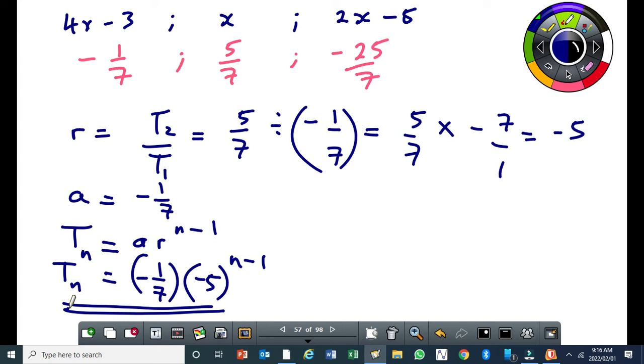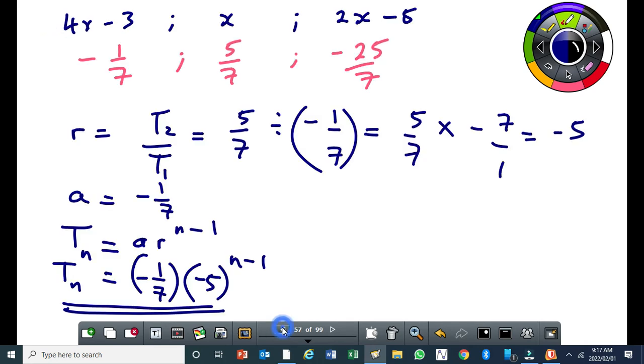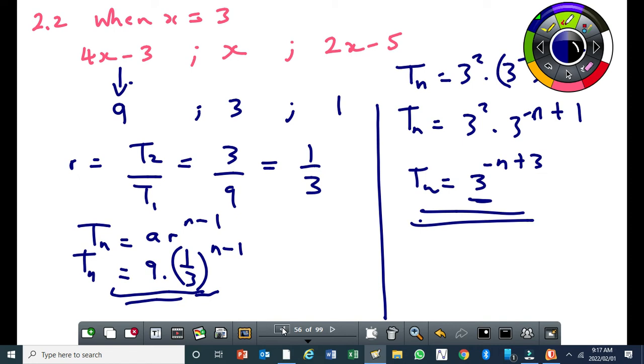Right? Now, after finding these two general terms, we now need to find the 10th term for both of them. Now, before I carry on, is there anybody who has got any questions? Okay, if you don't have a question, then let's carry on. All right, so let's move on to 2.3. Now, we are going to start with the first general term, this one here.